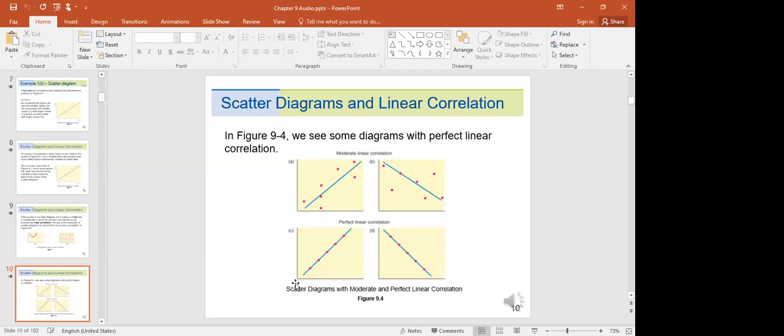When a relationship is perfectly represented by a line, like in graphs C and D, we call it a perfect linear correlation. You will observe that we will hardly get a perfect linear correlation in natural occurrences, but a correlation is still going to be very, very useful to make predictions.